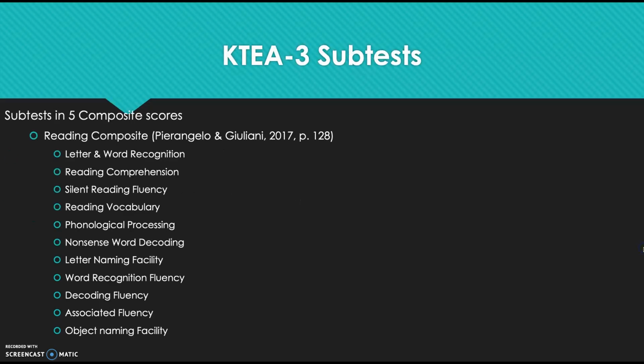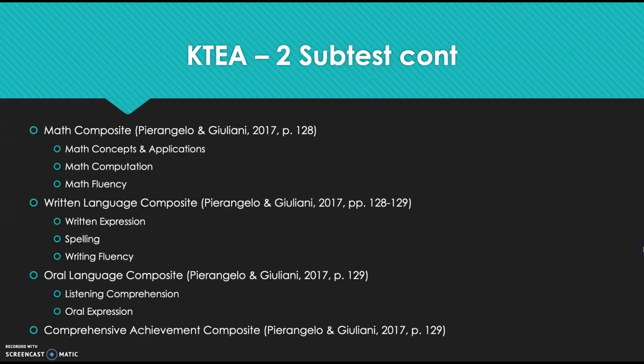So the next two slides are a multitude of subtests that are a part of the Kaufman assessment. If you want to know more about a specific subtest, you can come and see me. But we can use one or more of these subtests to gather that information, that data on a specific student. So here you can see there are numerous subtests or sub-assessments in the reading composite. In the math composite, there's not as many. And the written language composite, again, not as many. Oral language composite, there's even less. And then the comprehensive achievement composite.